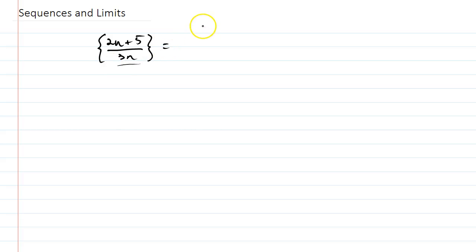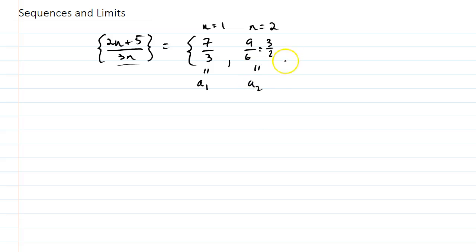I could write them out if I wanted to, but right now this is the rule for finding any of them. So for n equals 1, if I plug it in, I would get 2 plus 5, so I get 7 all over 3, and that's my first term. Normally we would write it as a sub 1. So that guy right there is a sub 1. And then I keep going. Well, what if I plug 2 in? I would get 9 all over 6, which is the same as 3 halves. And this guy will be a sub 2. And I could go on and on.